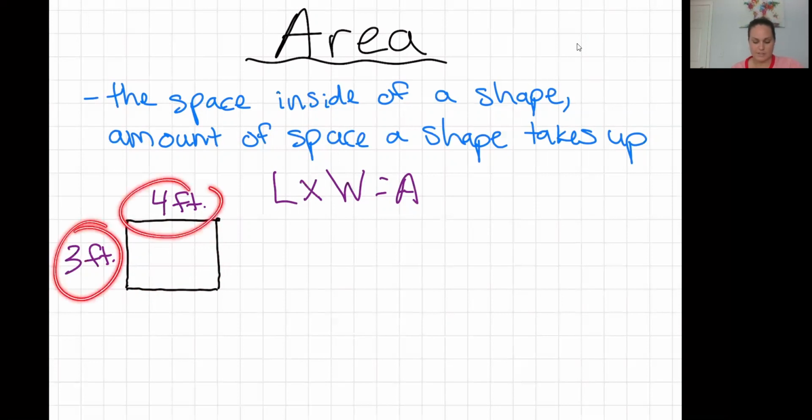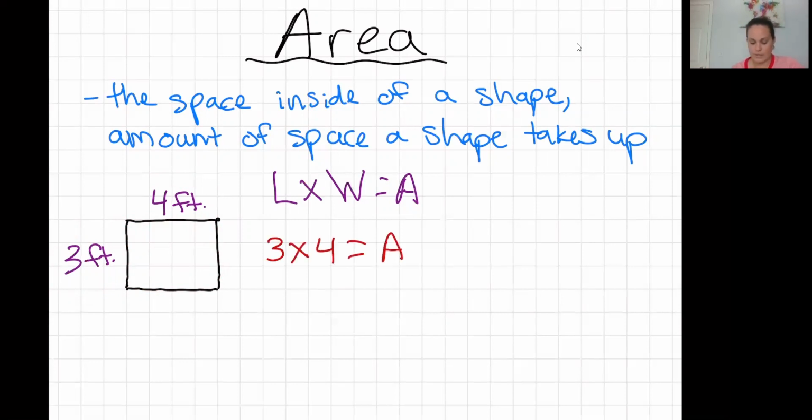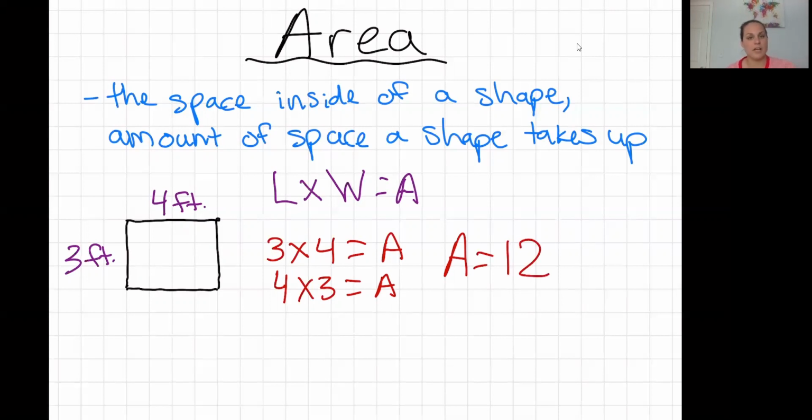This is my length, this is my width, or vice versa. It doesn't really matter because with multiplication, we can change them around. So with this shape, I can either use 3 times 4 equals my area, or I can do 4 times 3 equals my area. And then all I have to do is count those up. And we did that just a second ago when we were counting by our 1s, and we found out that our area was 12.